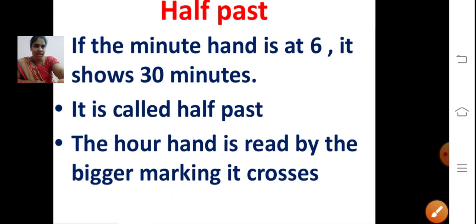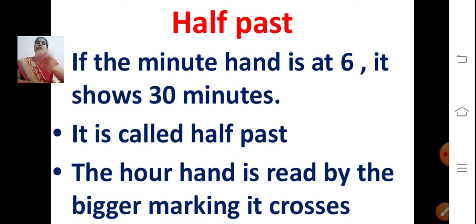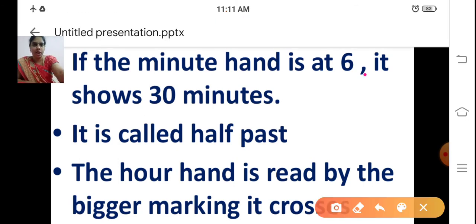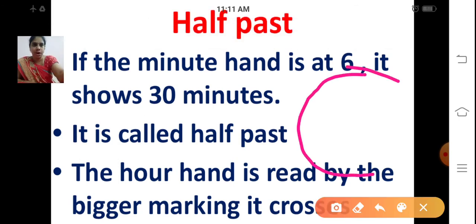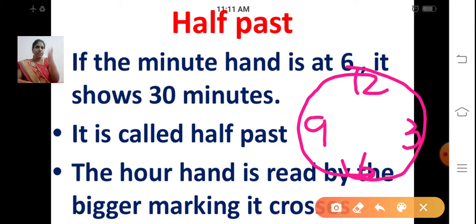Now today we'll see one more: half past. Before, we saw quarter past. Now we'll see what is half past. Just see, it is a clock. This is a clock, right? So from 12, 3, 6, 9. Now I'm dividing this into 2 halves. Now tell me, I'm dividing this into halves. See, this particular part is called half.